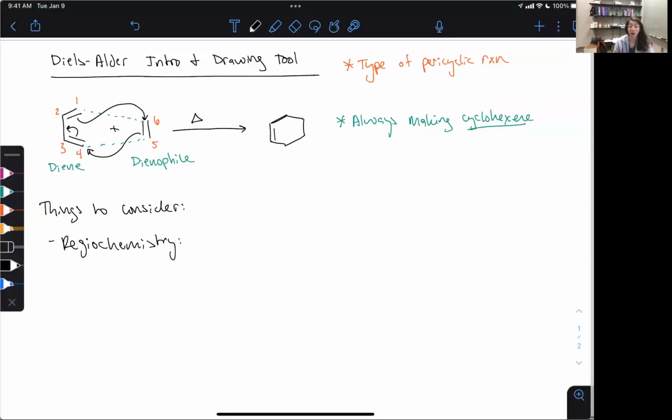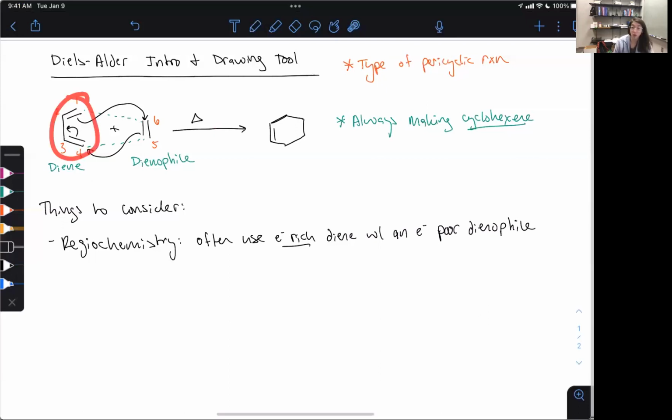Remember, when we're thinking about regiochemistry, we're thinking region. That's where in the molecule the reaction is actually going to take place. So where are the bonds going to be formed? What we'll often do is use an electron-rich diene with an electron-poor dienophile. If you have some sort of electron donating group on your diene, that makes it electron rich. If you've got some sort of electron withdrawing group on your dienophile, it makes it electron poor. When you start to put more polar things together, that's going to make a much easier reaction to accomplish.